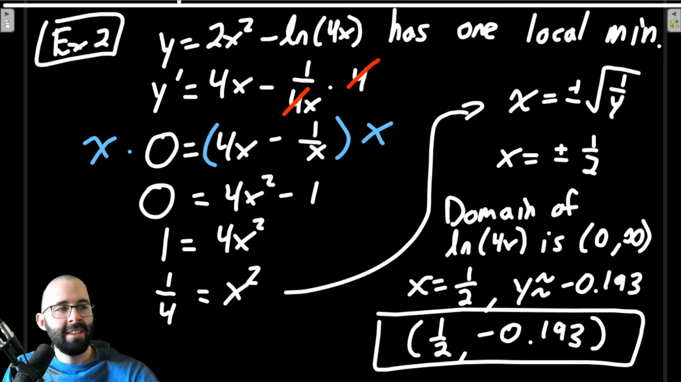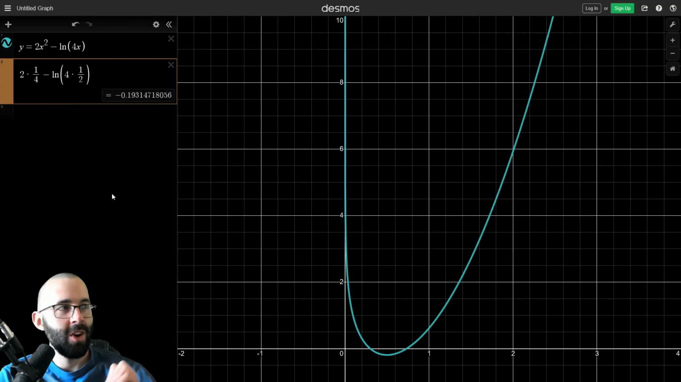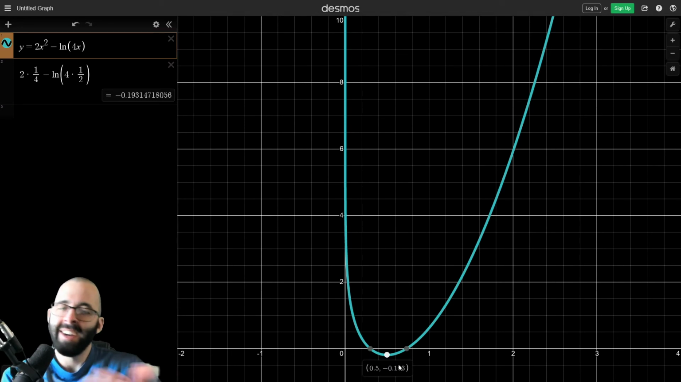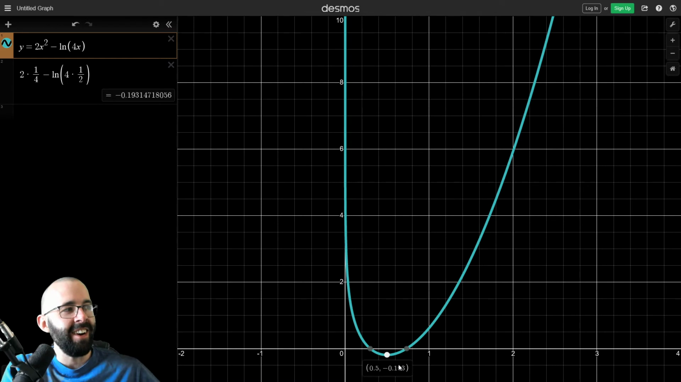Don't believe me? Let's look. Here's the function. Where's the local min? There's a local min right there. 1/2, negative 0.193. Hey, we did it. All right, that's great. So we know we're right.